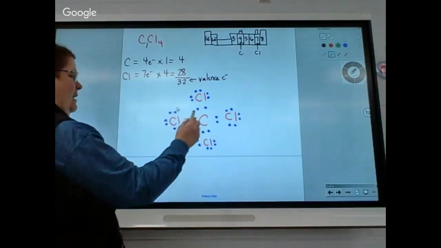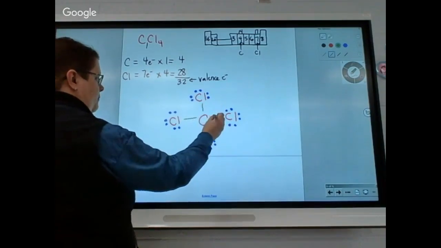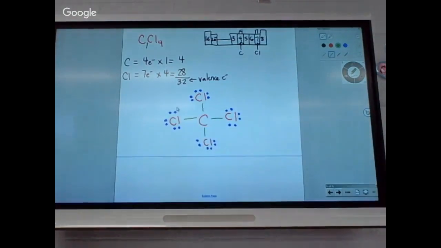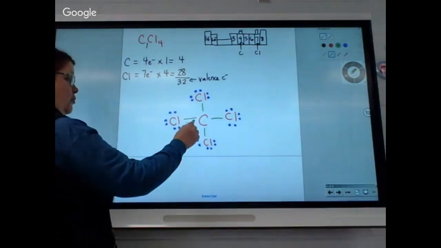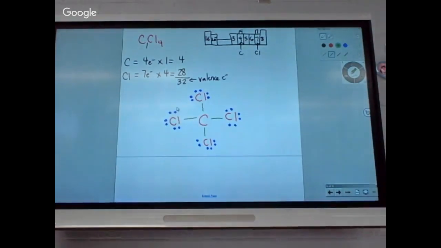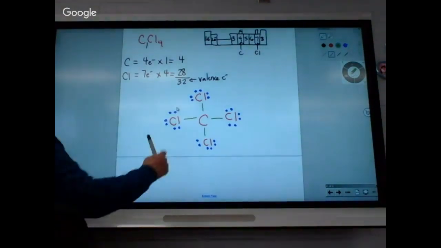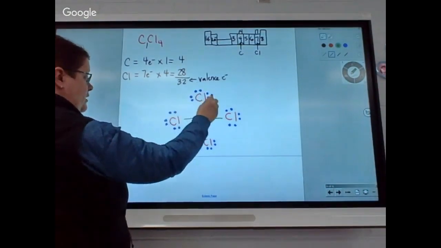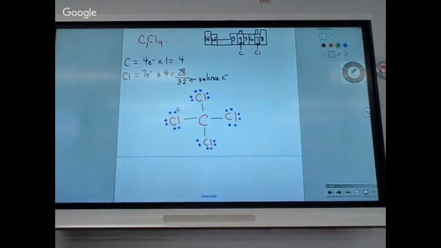When they share, we draw lines. That's a Lewis structure. I'm not going to draw the dots there again, because you're smart enough to know that between the C and the Cl, you can just draw a line. But it only has 24? No, it doesn't, because each line is how many? 2. 2, 4, 6, 8, 10, 12, 14, 16, 18, 20, 22, 24, 26, 28, 30, 32. Each line is 2.